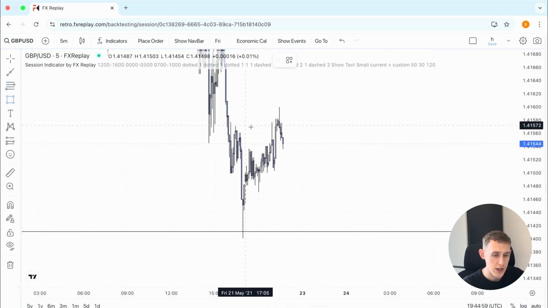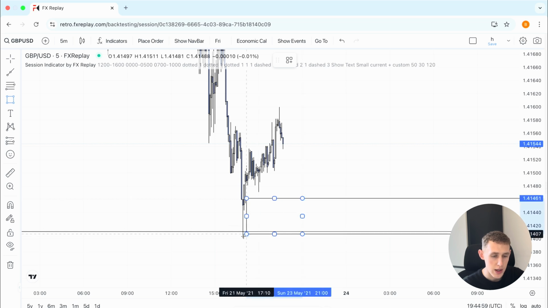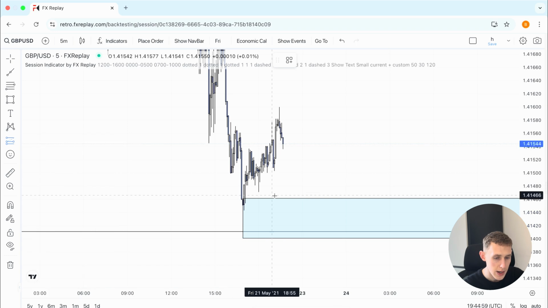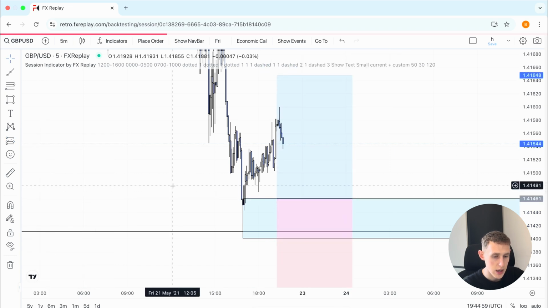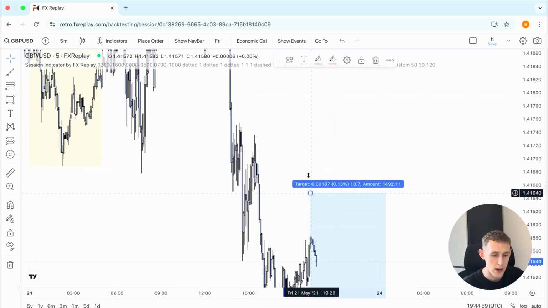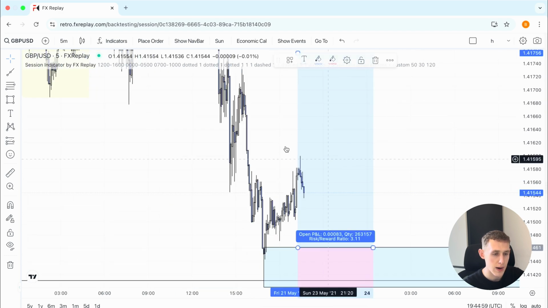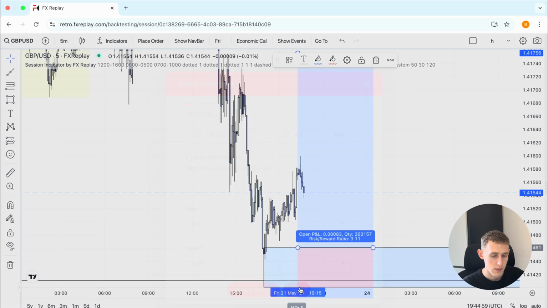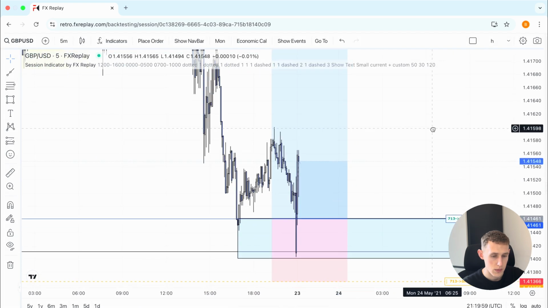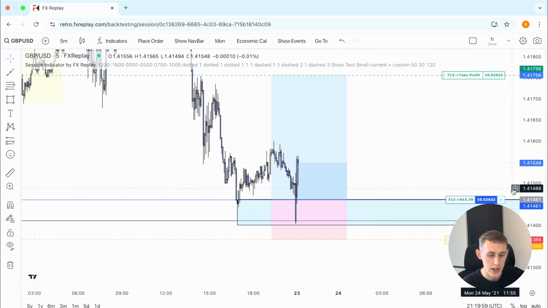There we go. So we did get the change of character on the M5 and we created an area of demand. So actually, if we can get a sweep into this area of demand, I'm going to enter this, just going for that liquidity level right there. There we go. We're tagged in. Nice reaction so far.